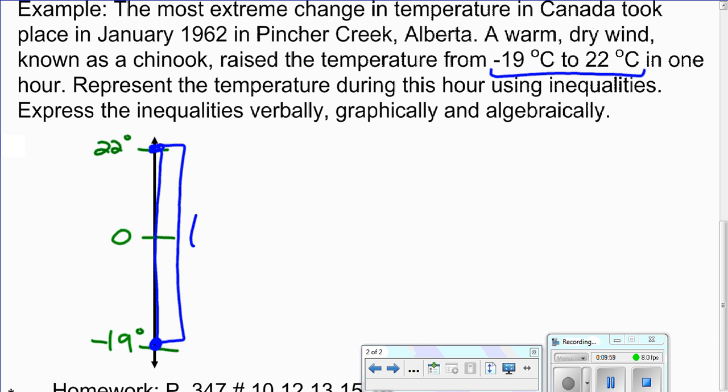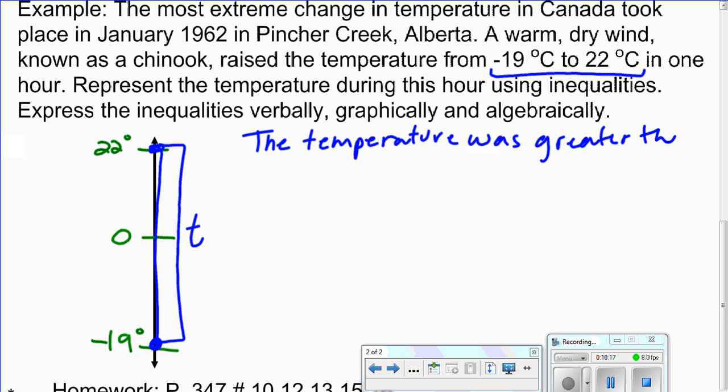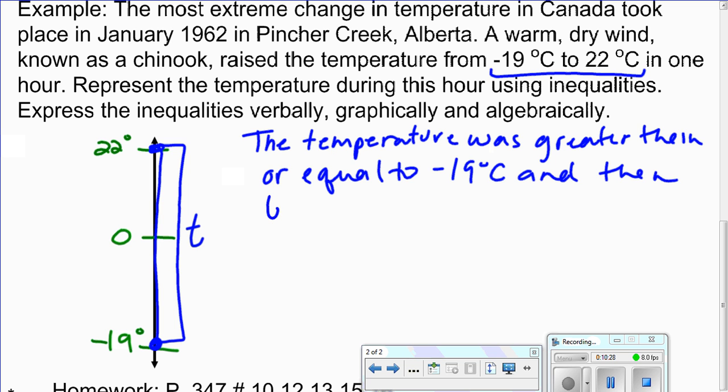That means the temperature needed to be anywhere between those values. That's where it started at negative 19. It had to go up every other value in between to get to positive 22. So we could say the temperature was greater than or equal to negative 19, and then less than or equal to plus 22 degrees.